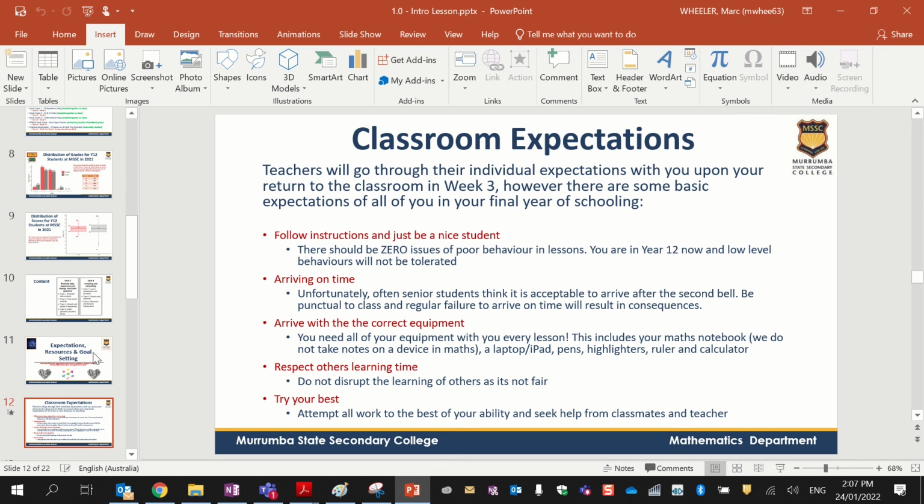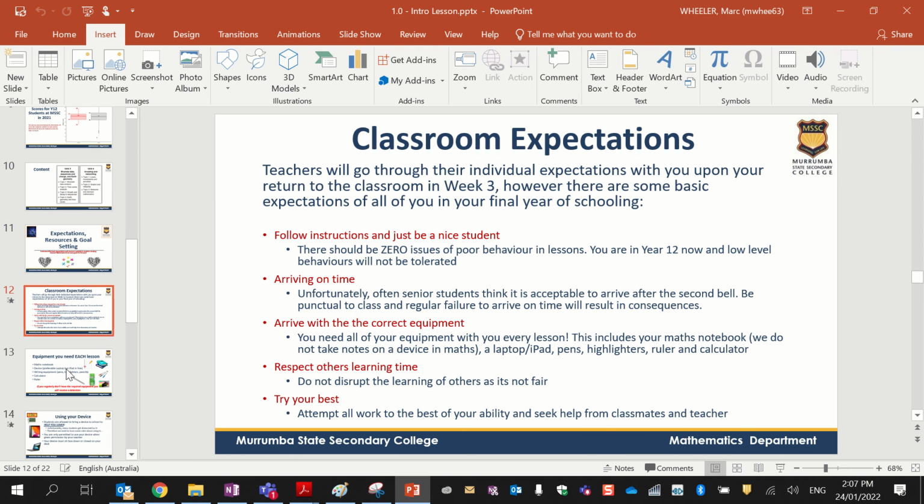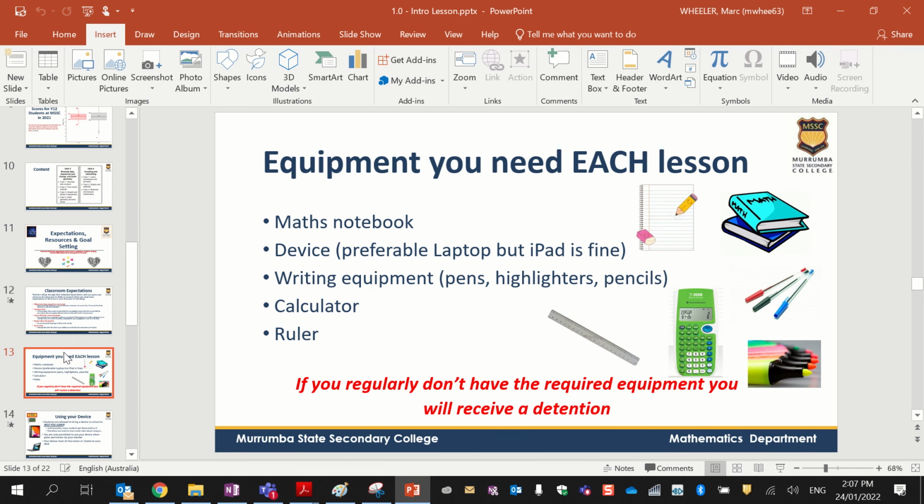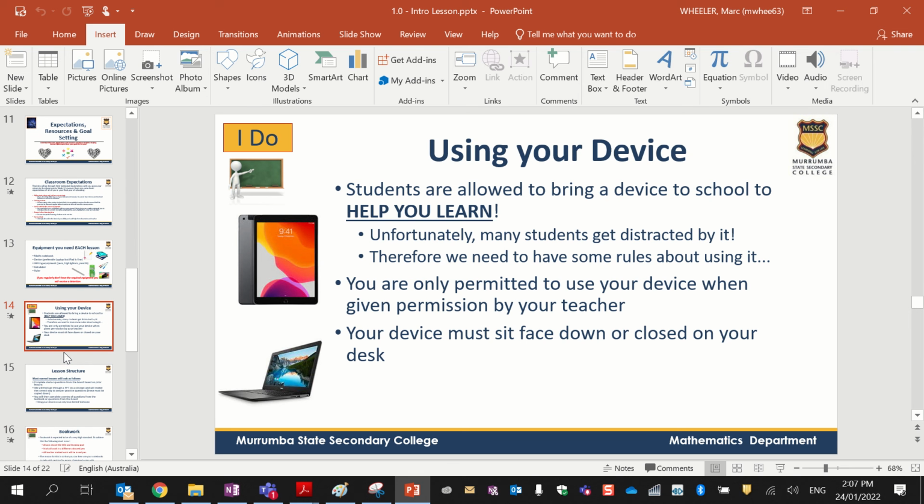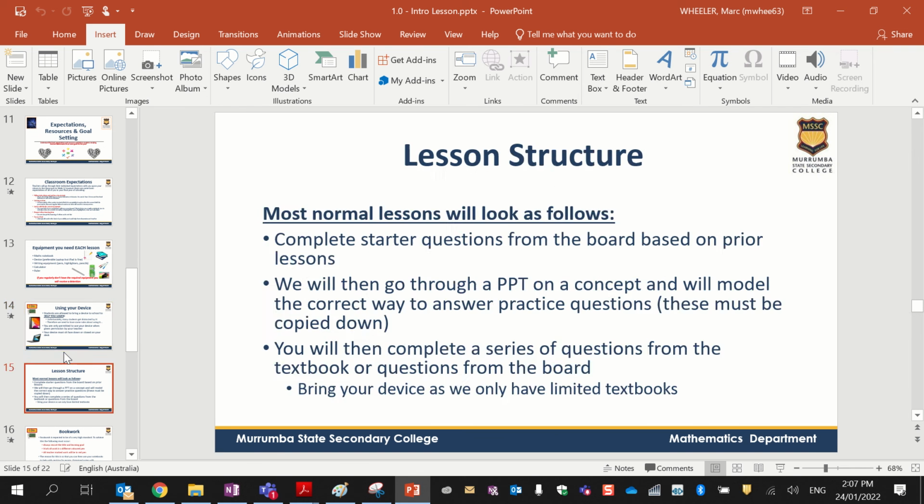Respect others' learning time, so don't disrupt the learning of others. It's not fair, okay? And try your best. Attempt all work to the best of your ability, and make sure you seek any help from your teachers or classmates. Equipment, we've covered that. Using your device, it's to help you learn, okay? So make sure that you don't get distracted by your device, okay?